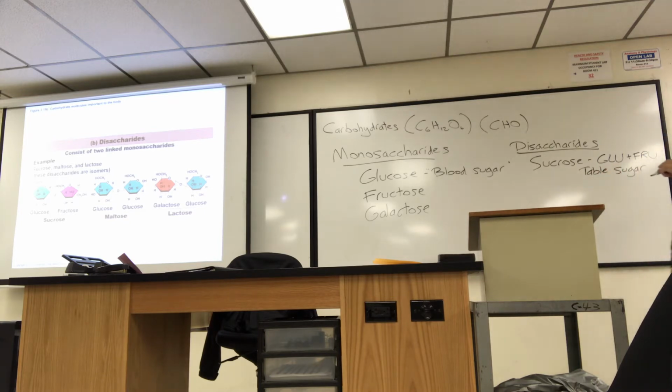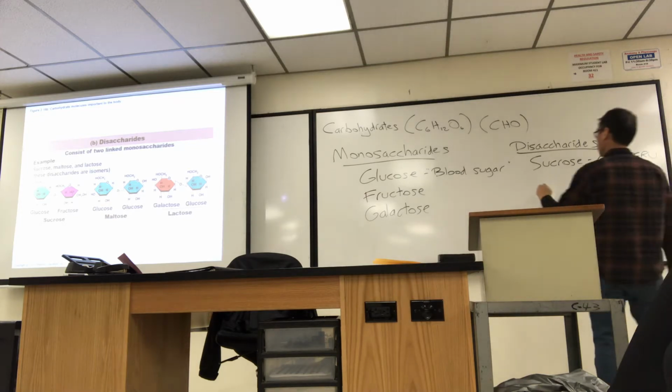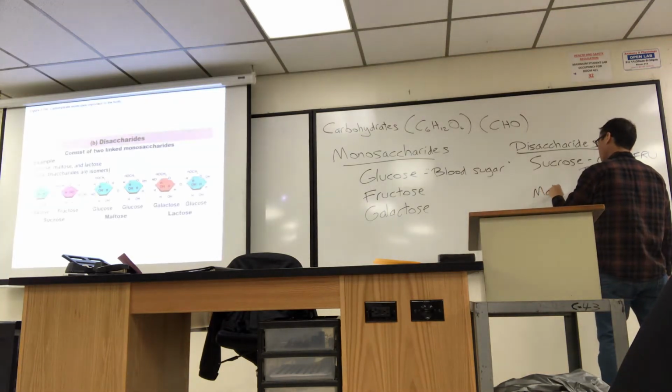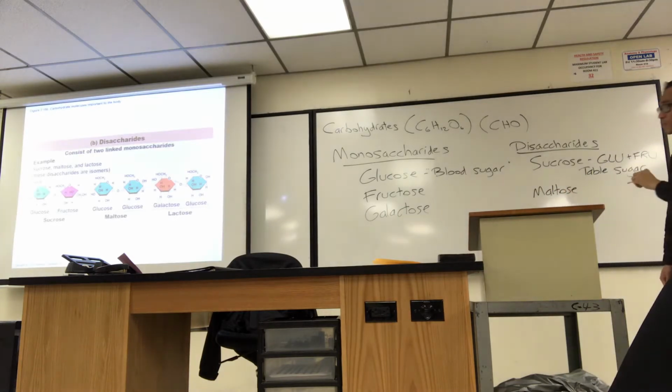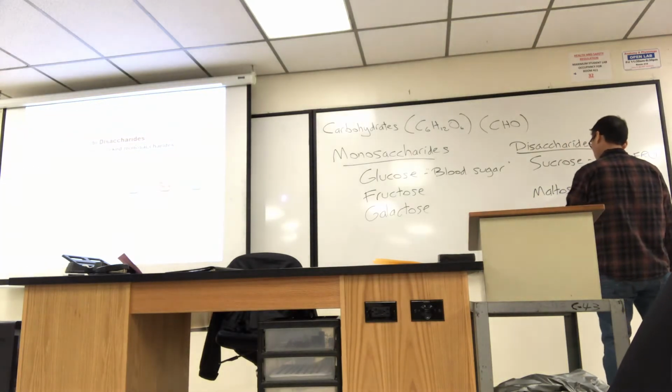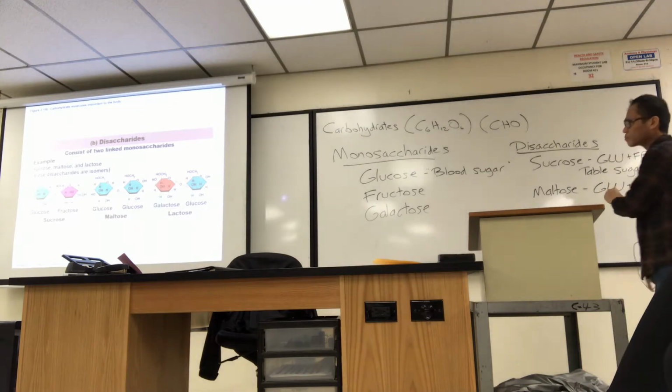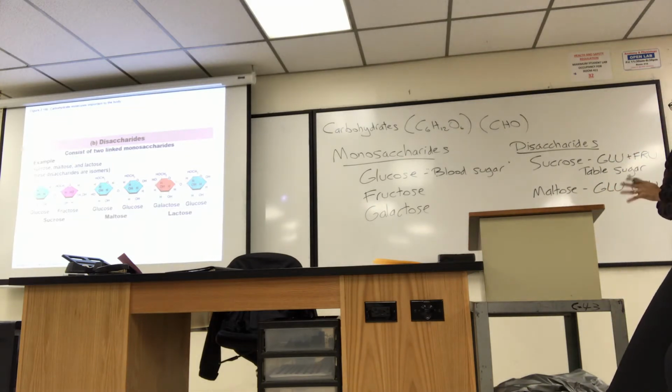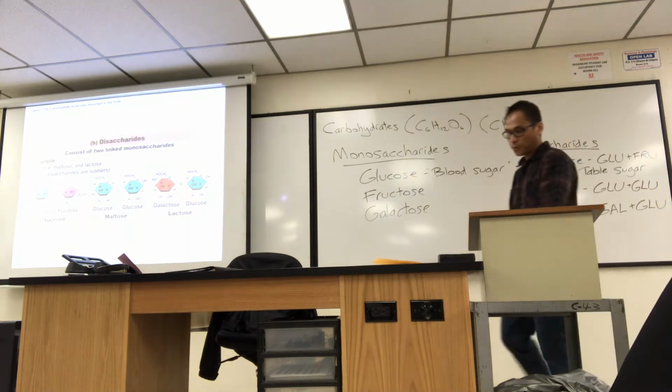And then you have maltose, you know, malt sugar, barley, and its two monomers that are linked together are a glucose plus a glucose. So glu plus glu. Lactose, that's the sugar in milk. That's a galactose plus a glucose. So I'll put gal plus glu. So those are the three disaccharides you're responsible for.